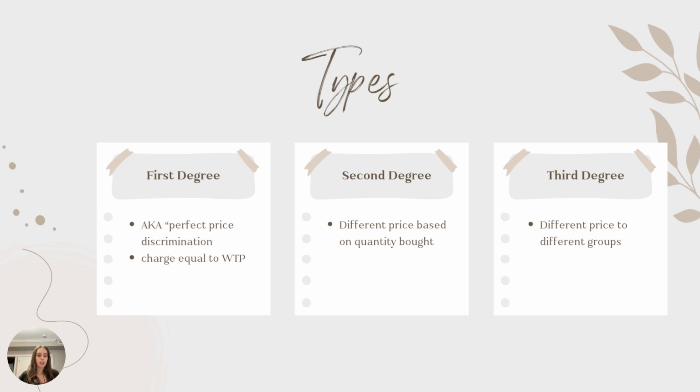So there are three types of price discrimination: first degree, second degree, and third degree. First degree is when a business charges people a price equal to their willingness to pay. Second degree is when a business changes the price based on different amounts of the goods being purchased. And third degree is when a business charges a different price to different groups of people.